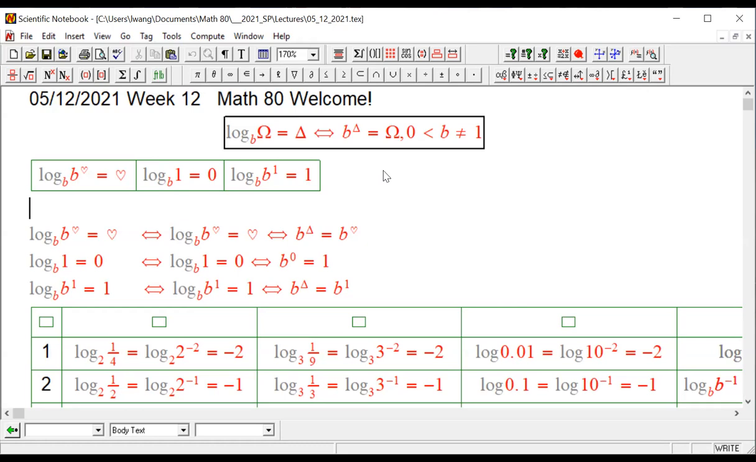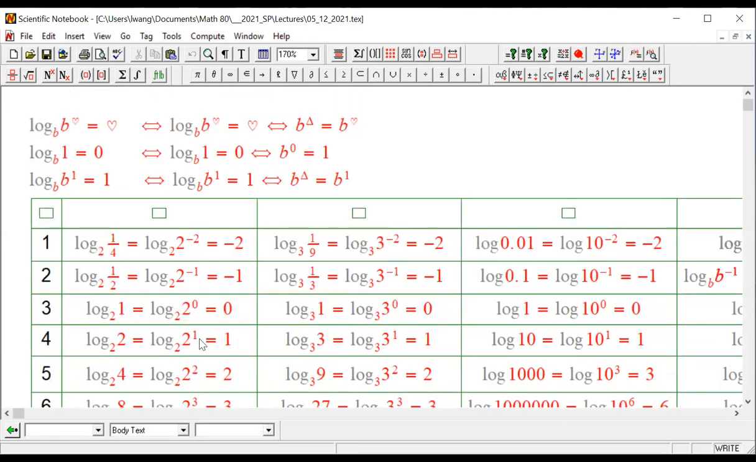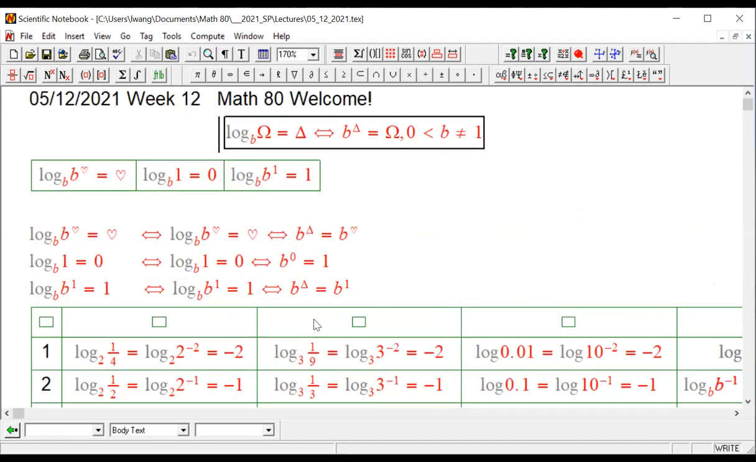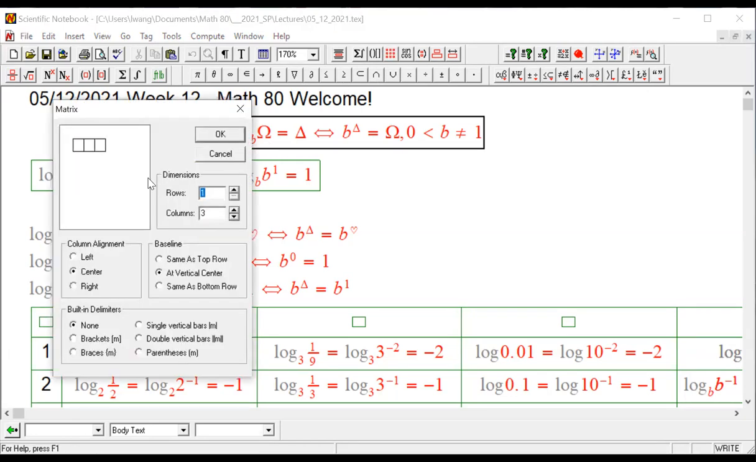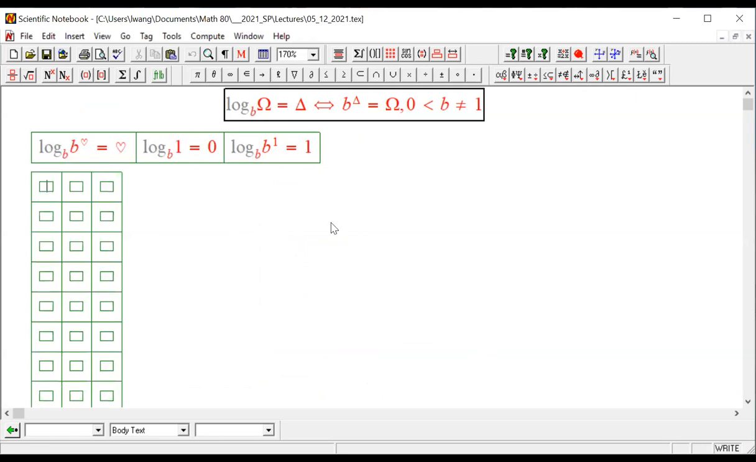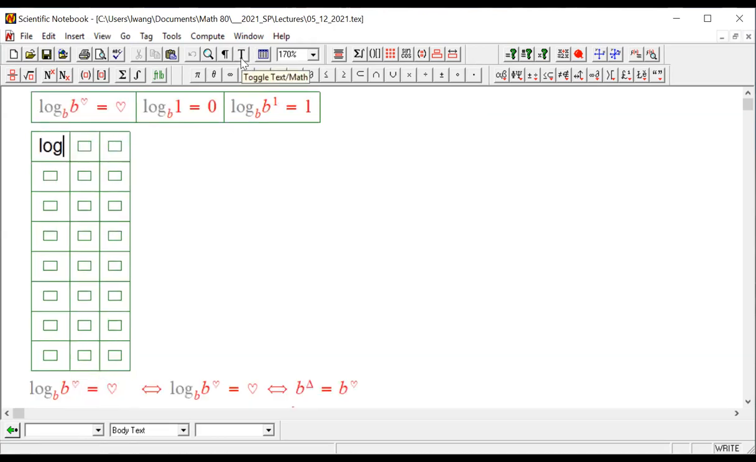So far we've been just focusing on this definition, and we have derived for base 2, base 3, and base 10. So are we ready to do some more? Let's do some more. This time we're going to change to base 5. Your turn. I'm going to make 8 rows. You can use any means you want. So the base is going to be base 5.